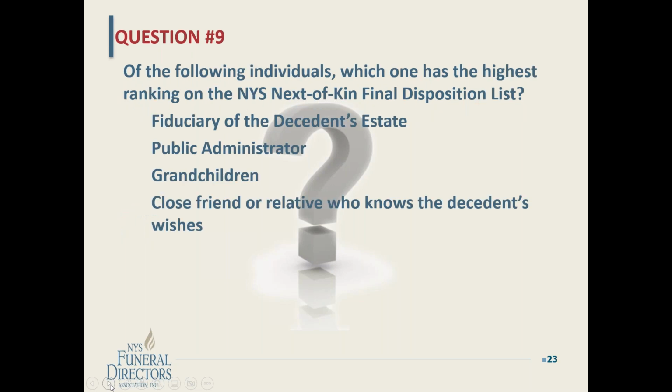Of the following individuals, which one has the highest ranking on the next of kin final disposition list? The fiduciary of the decedent's estate, the public administrator, grandchildren, or a close friend or relative who knows the decedent's wishes? I will say this is the hardest one, and I even have to double check myself every once in a while. The answer is grandchildren. They fall under number 7 as one of the highest ranking persons entitled to share in the decedent's estate. The fiduciary is number 8, the close friend is 9, and the public administrator is 10. So those are the last four legs of the list right there.